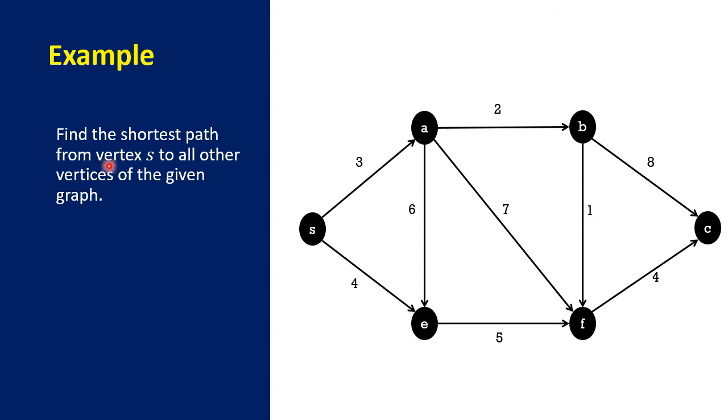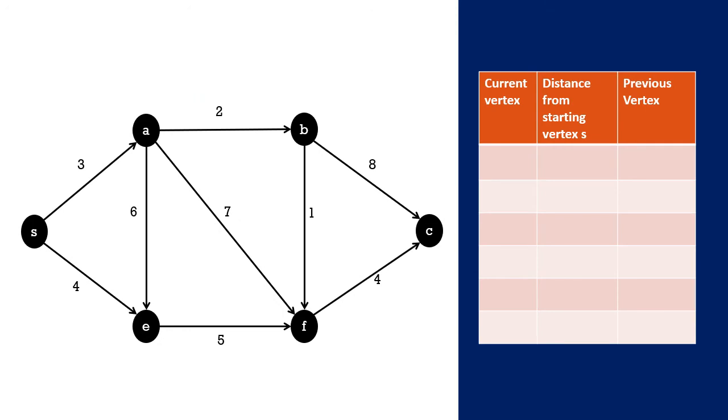Find the shortest path from vertex S to all other vertices of the given graph. Okay, so let's have our table again here. From vertex S, the distance of course is 0, so I will put 0 here. This is my current vertex. And the adjacent vertices, wait, I should write down my vertices. I have S, A, B, C, E, F. Okay, all right. Now, my adjacent vertices are A and E.